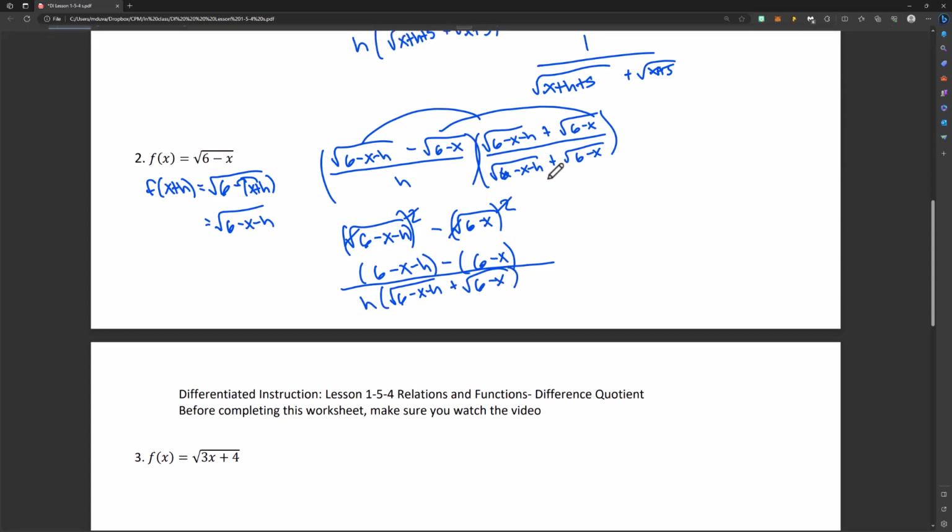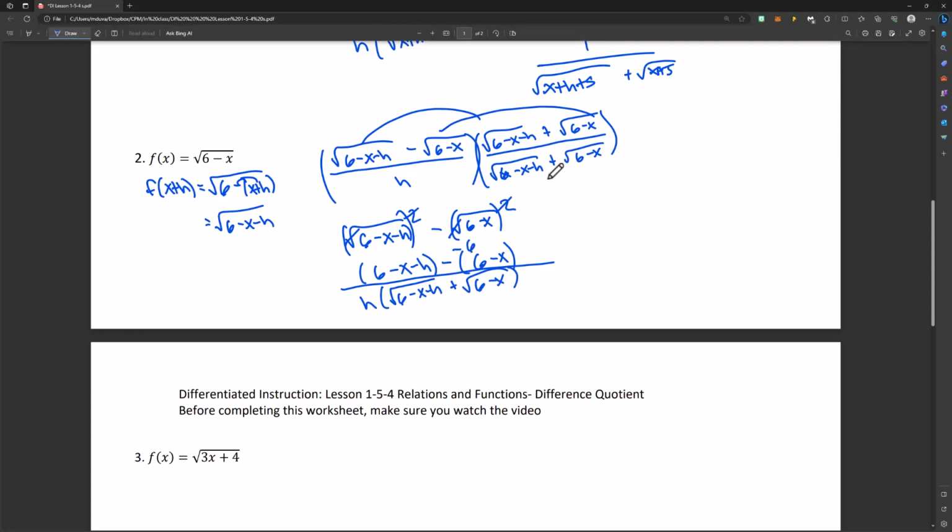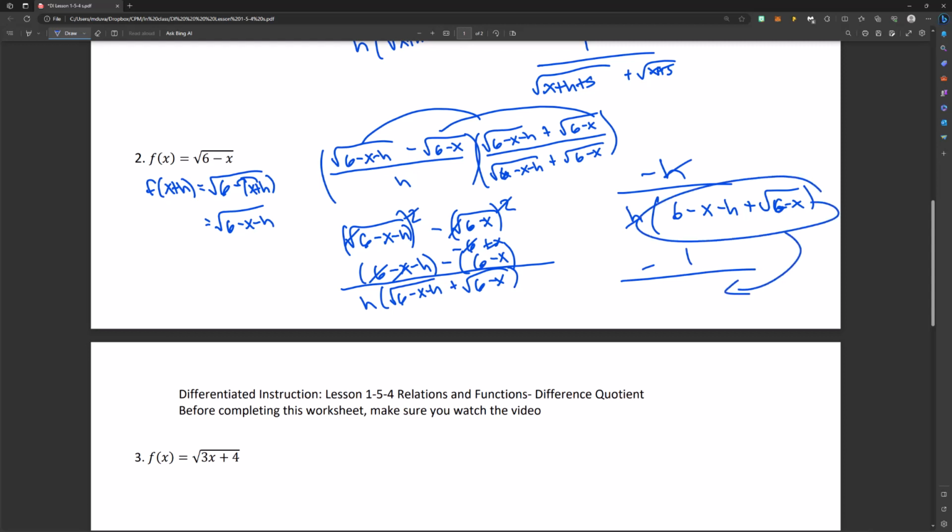The negative is going to distribute, so you get negative 6 and plus x. So the 6's are going to cancel out. The x's are going to cancel out. So you have negative h over h times the square root of 6 minus x minus h plus the square root of 6 minus x. H's cancel out, so negative 1 over, and that just goes on the bottom there.